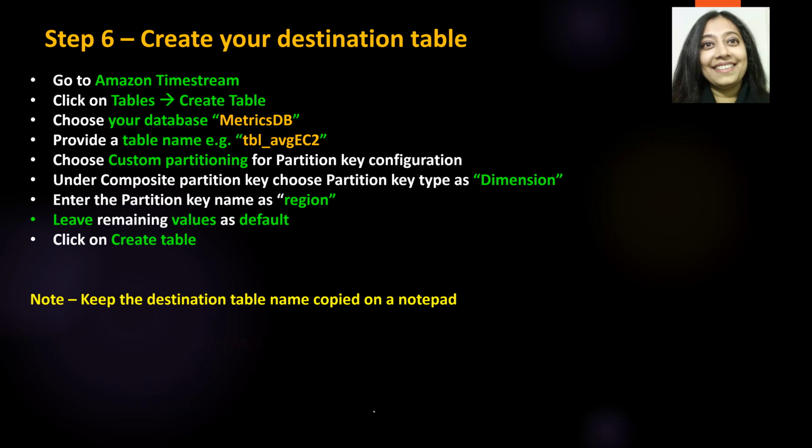Step number 6. Now we need to go ahead and create our destination table. So we'll be creating the destination table in the same database, but we will be giving it this particular name, that is TBL_average_EC2. Now, of course, you're more than welcome to give any other name that you like. It's going to have a custom partition for a dimension named region, just like your previous EC2 table. Everything else will remain default.